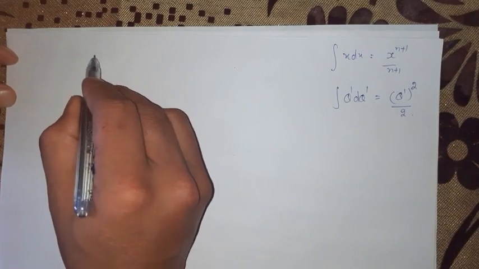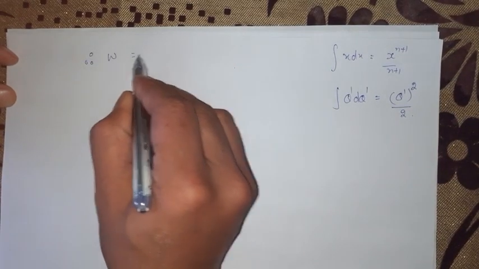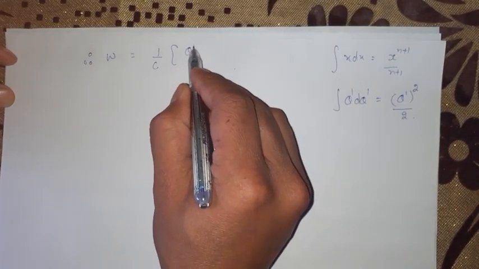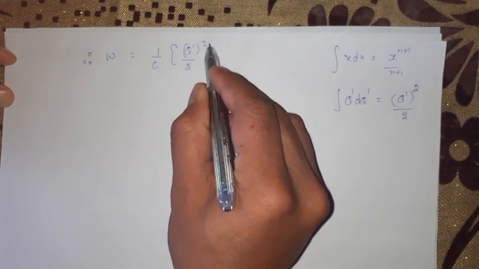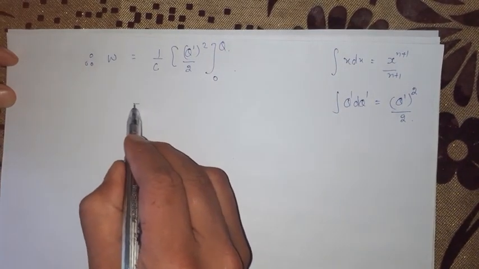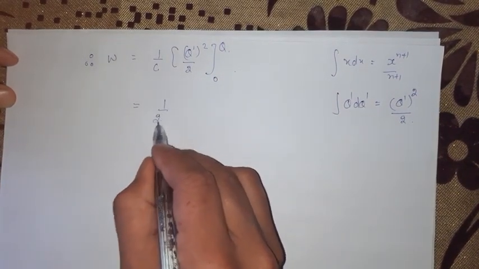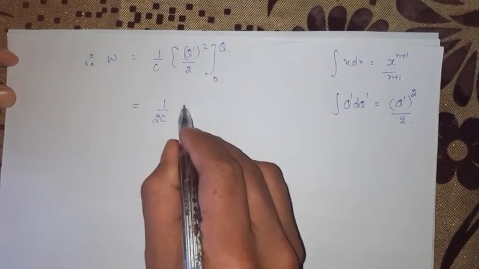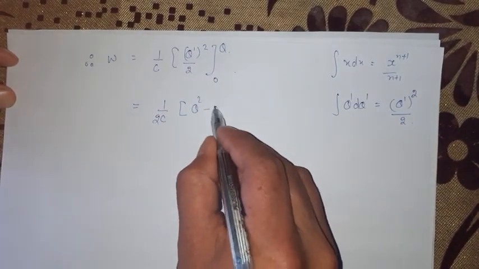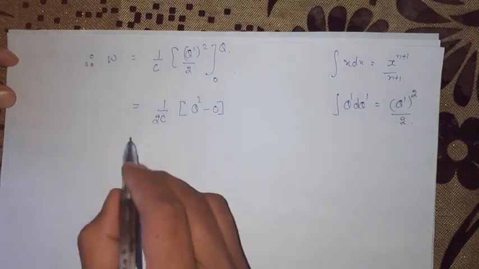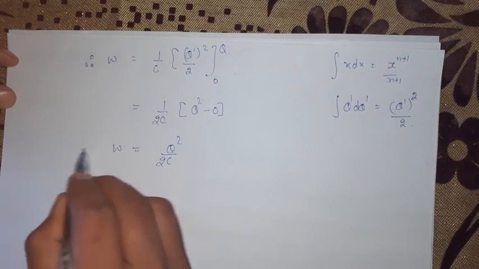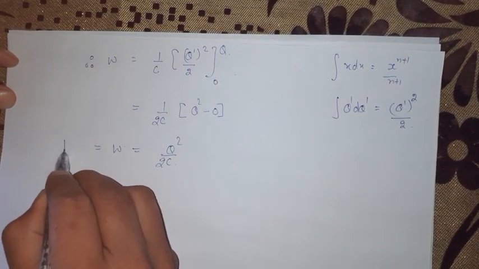So then I need to put this. Therefore this work done is equal to 1 by C, and over here I'm getting q' square upon 2, and the limit is from 0 to q. Okay, so now 2 is also constant, so it is 1 by 2C. Put the upper limit, it is q square, and thereafter put the negative sign and the lower limit, 0, and thus I get q square by 2C. Okay, this is the work done, and that gets stored in the form of potential energy.